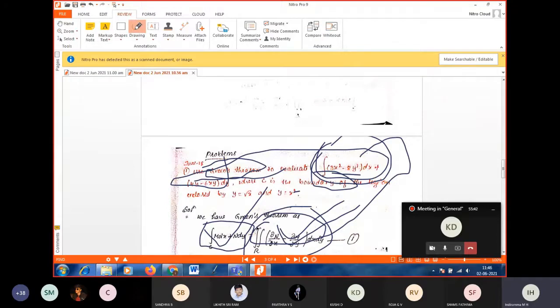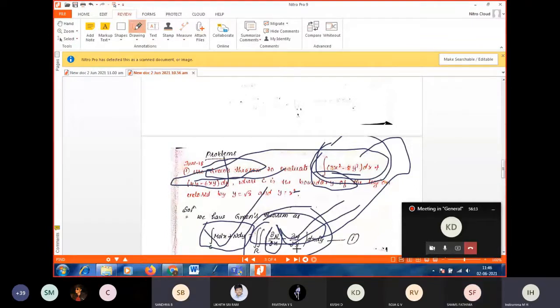For that, what do I need to evaluate the RHS? I need dou n by dou x, and I want dou m by dou y also. So to find dou n by dou x and dou m by dou y, I want m and n. Correct? How can I find m and n? From where can I get it?